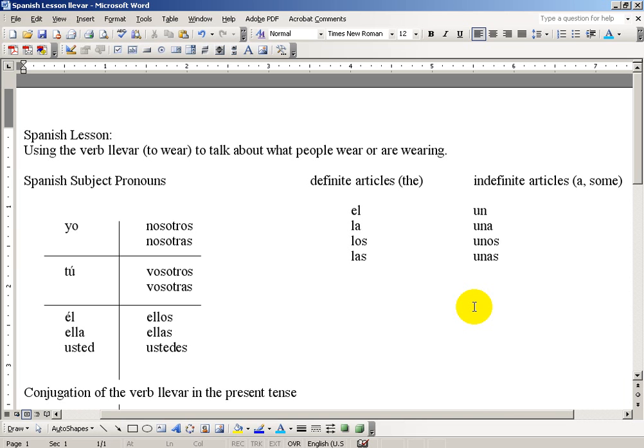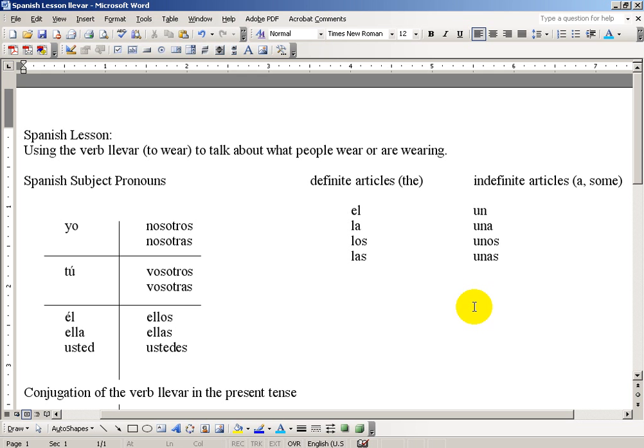So we're going to be looking at the verb llevar in Spanish, which means to wear. It can also mean some other things like to carry, but for now we're just going to focus on the wear part. And we're going to talk about what people wear using this verb. So I have some information on here that you're going to want to know before we get into actually using the verb.